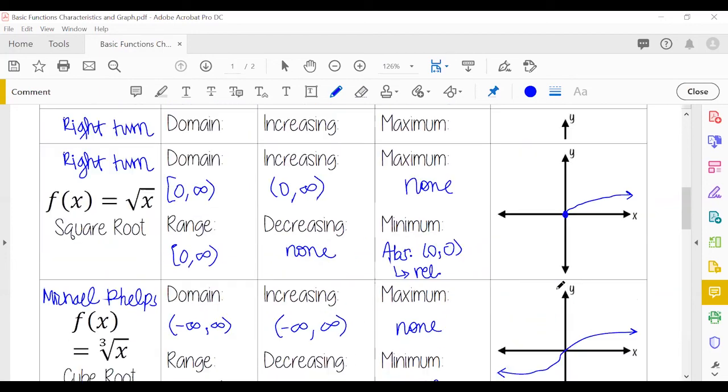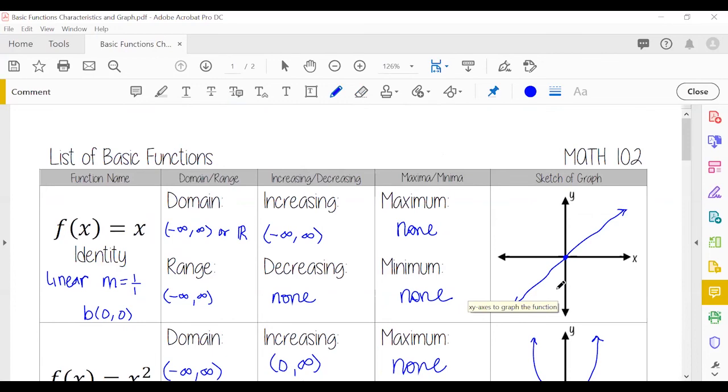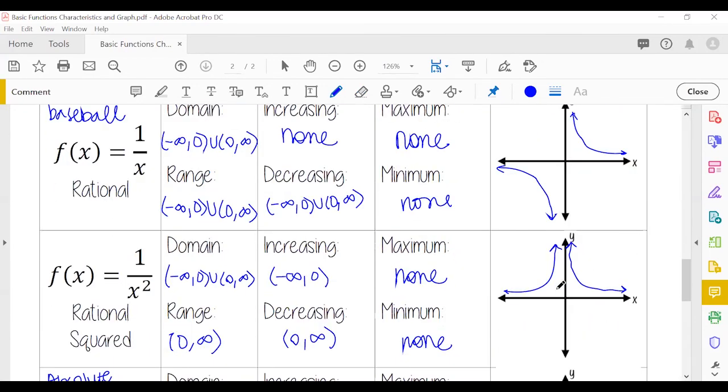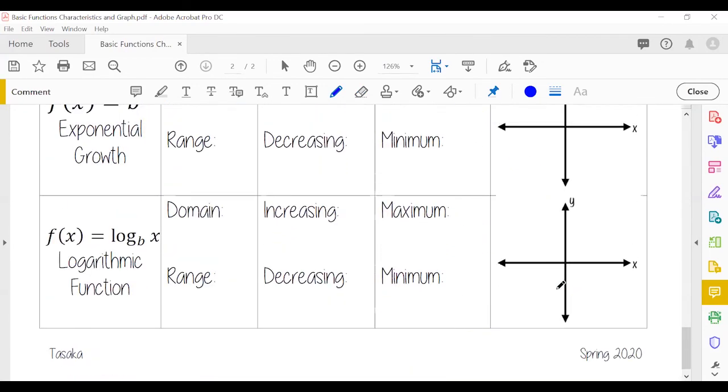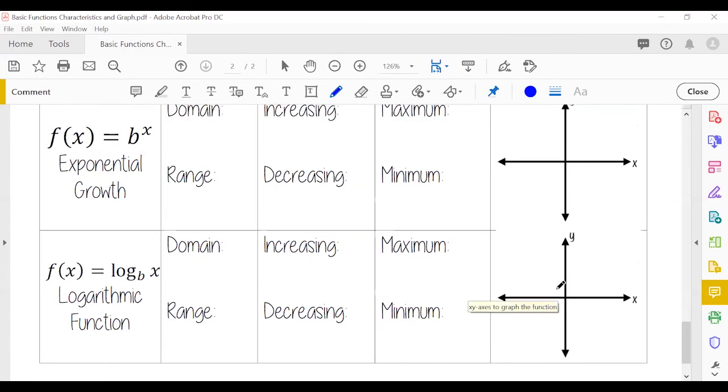Okay, so that's a decent list of everything we've got. There's only 2 we have not covered, and we'll get to those in the next section, so we'll cover them pretty soon. Okay?